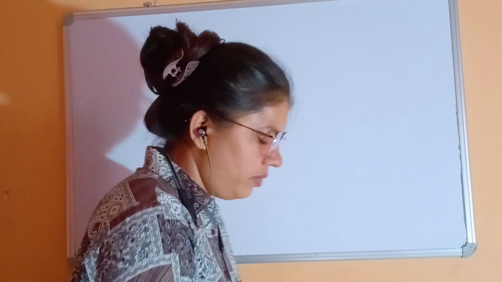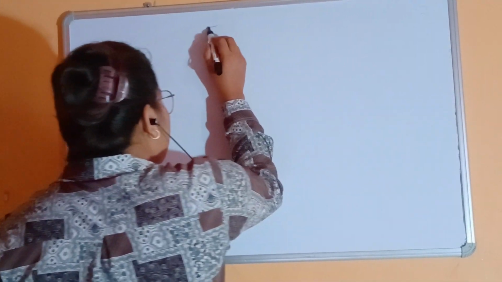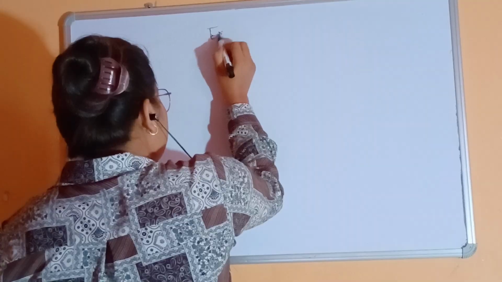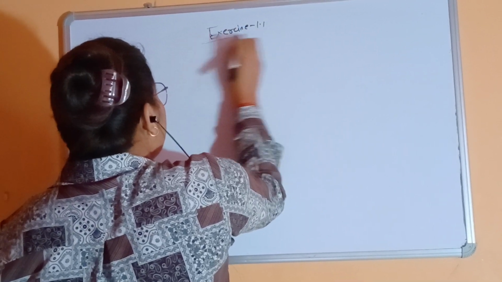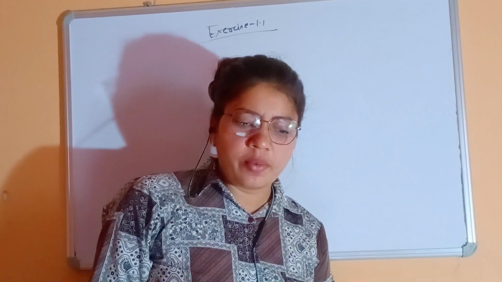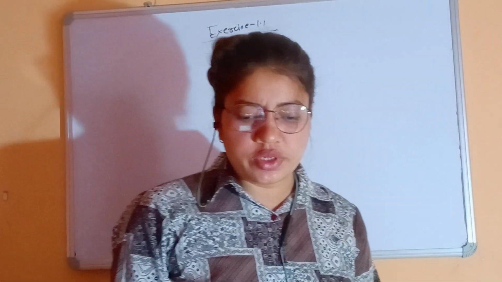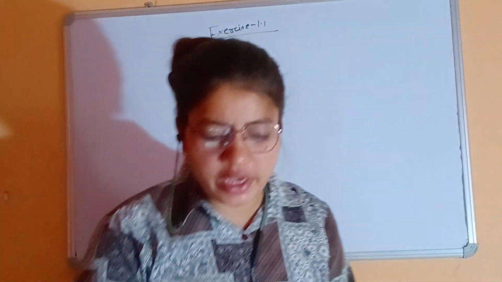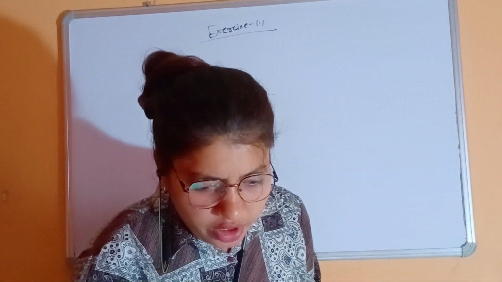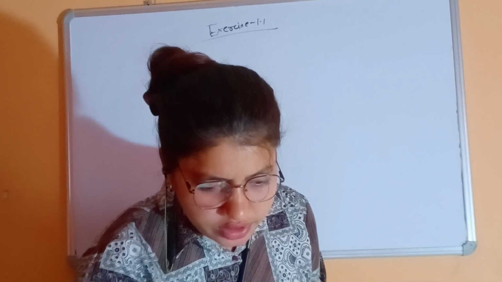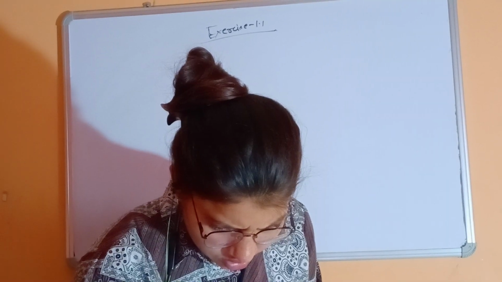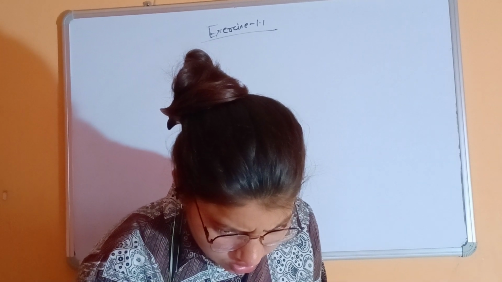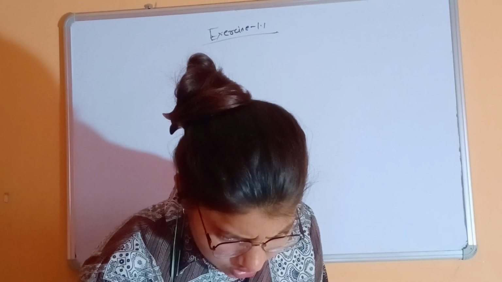So first we come to the exercise. Exercise 1.1. Exercise 1.2. Then understand what is given in your first question: name the property under multiplication used in each of the following. It says which property is followed in the exercise given. Okay, just a second.